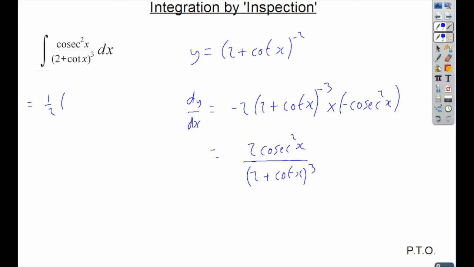Okay, so half of (2 plus cot x) to the power of negative 2, and again with plus c. Is that okay?